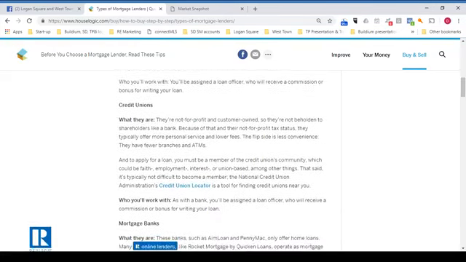You'll be assigned a loan officer who will receive a commission or bonus for writing your loan.